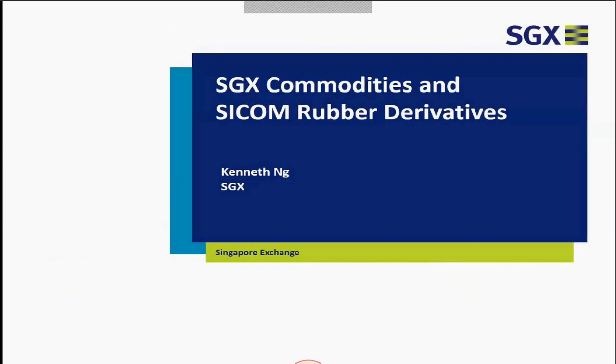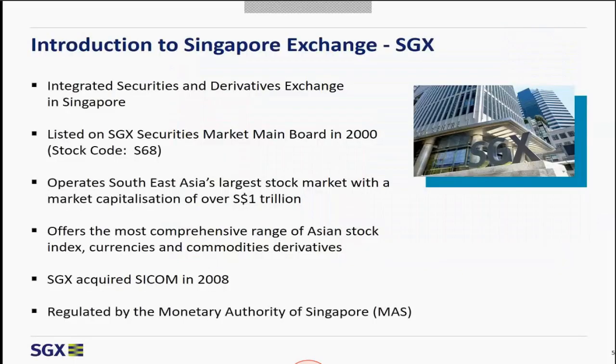Next, I would like to give you a short update on SGX and our products. SGX is an integrated securities and derivative exchange in Singapore. The exchange was formed in 1999 following the merger of the Singapore Stock Exchange and the Singapore International Monetary Exchange, or SIMEX. SGX is also a listed company, and our shares are listed on our own SGX Securities Market main board. We operate Southeast Asia's largest stock market with a market capitalization of over 1 trillion Singapore dollars. On the derivative market, we offer the most comprehensive range of Asian stock index, currencies, and commodities derivatives.